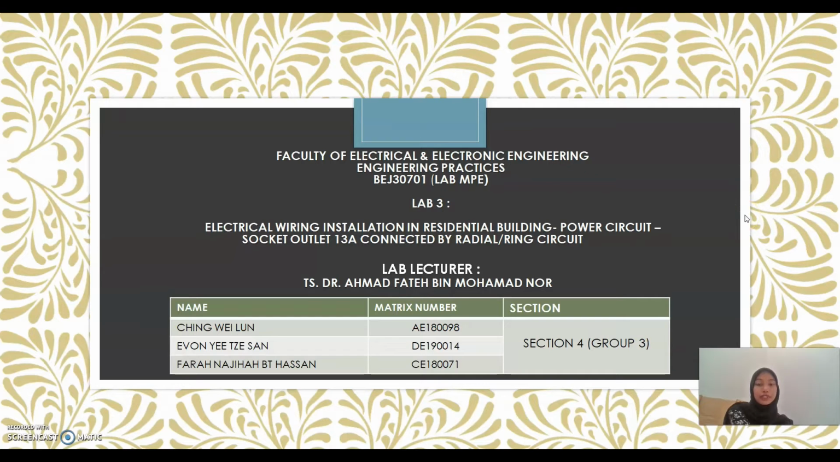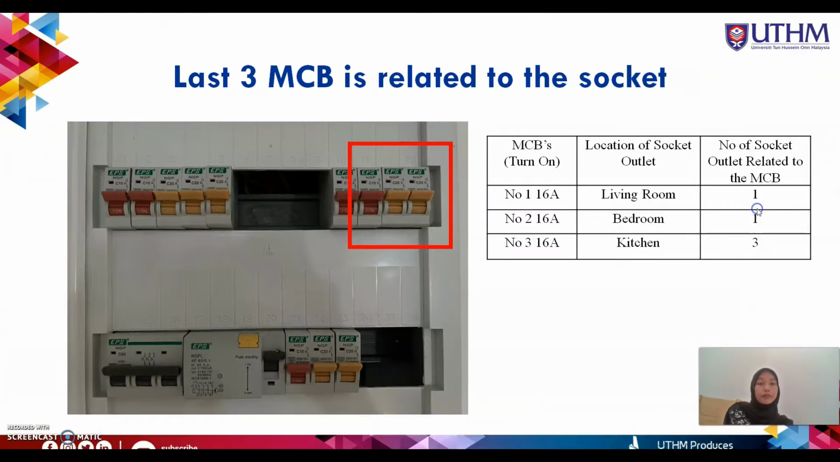We present for Lab 3, Electrical Wiring Installation in Radial Power Circuit, Socket Outlet 13A connected by Radial or Ring Circuit. This is my group member, Cheng William, Yvonne UTHM, and me, Paranajah binti Hassan, CE180071.